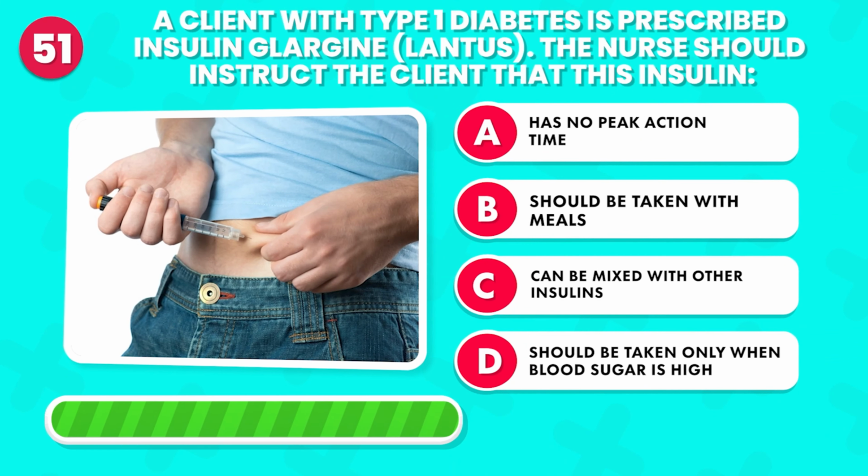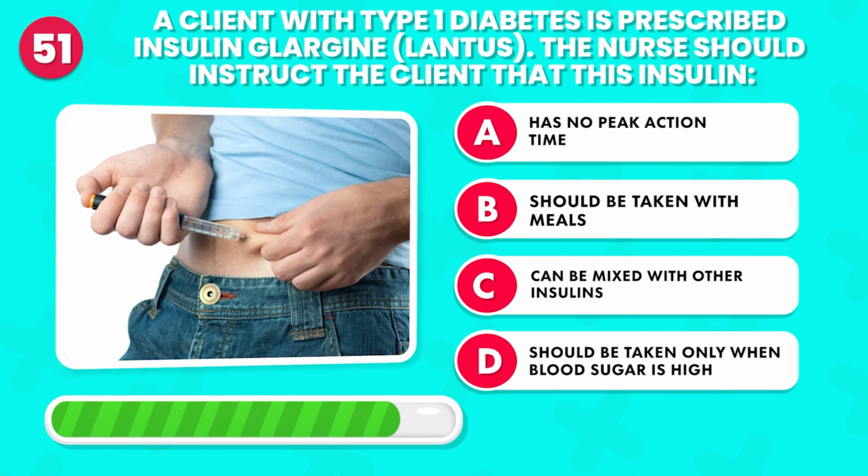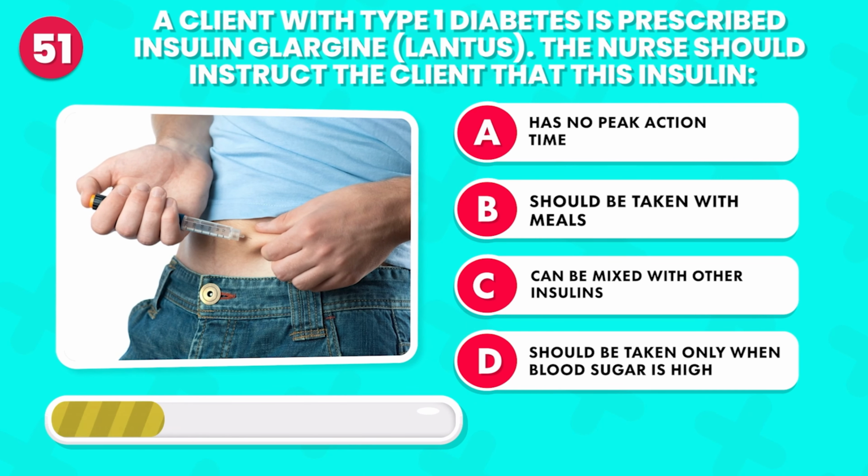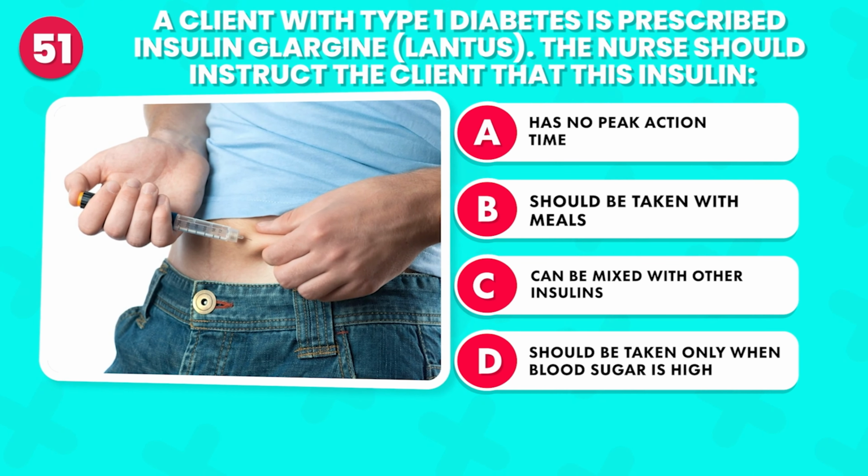A client with type 1 diabetes is prescribed insulin glargine, Lantus. The nurse should instruct the client that this insulin, A. has no peak action time, B. should be taken with meals, C. can be mixed with other insulins, D. should be taken only when blood sugar is high. It's A. Has no peak action time. Insulin glargine is a long-acting insulin that provides a steady release of insulin with no pronounced peak.